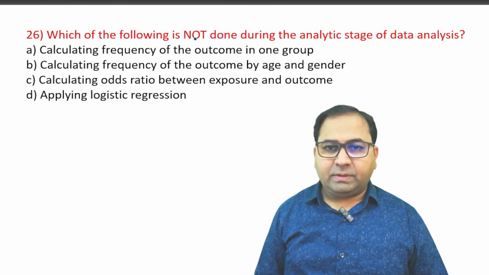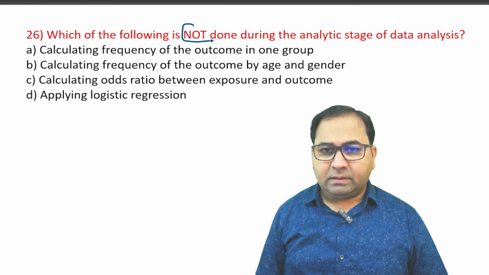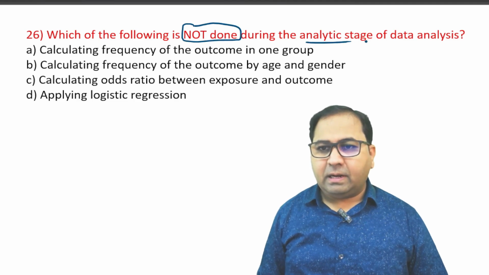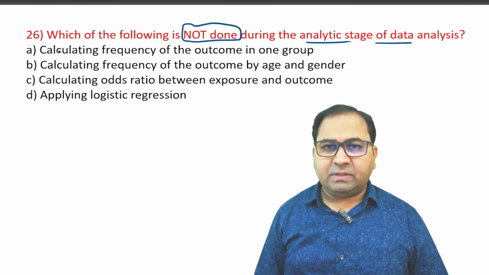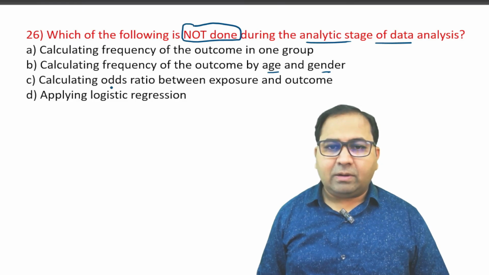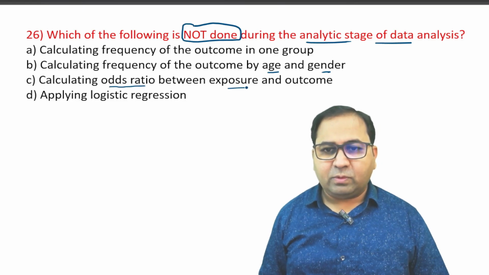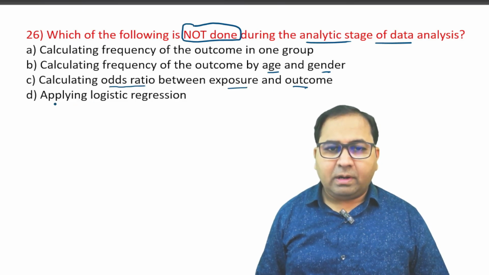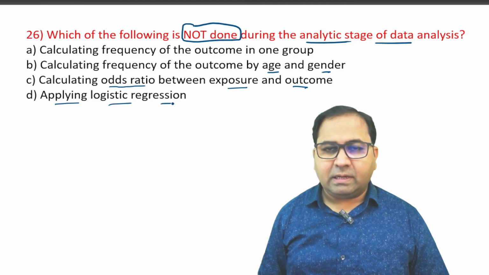Next question. Which of the following is not done during the analytical stage of data analysis? Options are A, calculating the frequency of outcome in one group. B, calculating the frequency of outcome by age and gender. C, calculating the odds ratio between exposure and outcome, or D, applying the logistic regression.